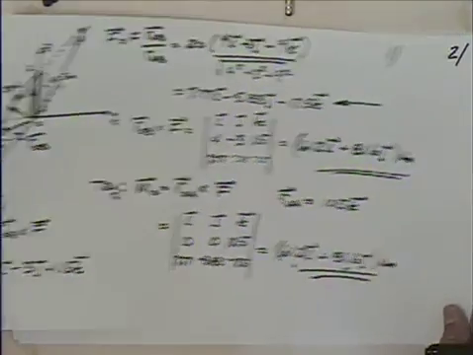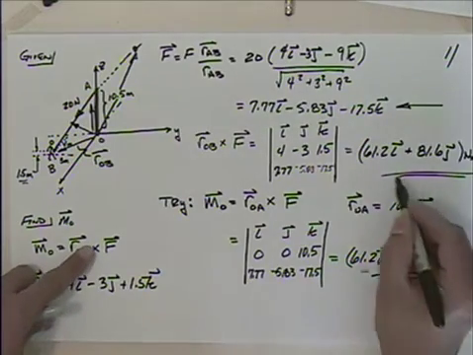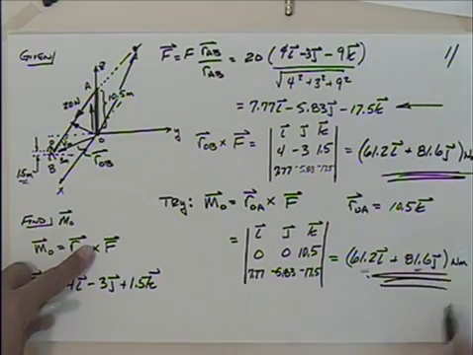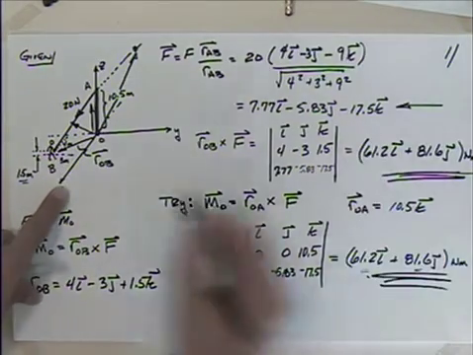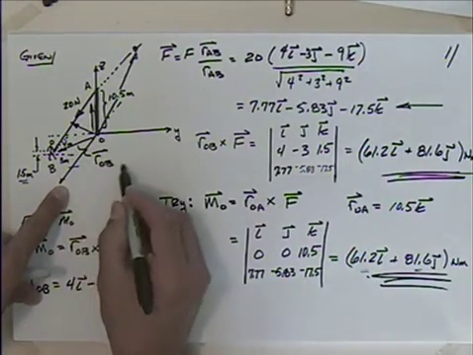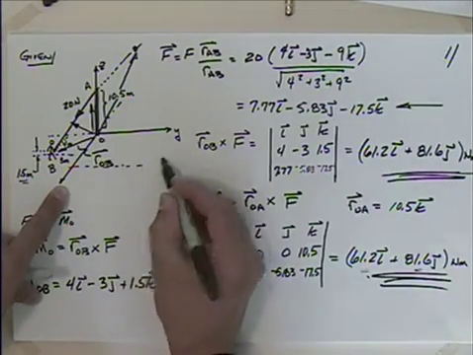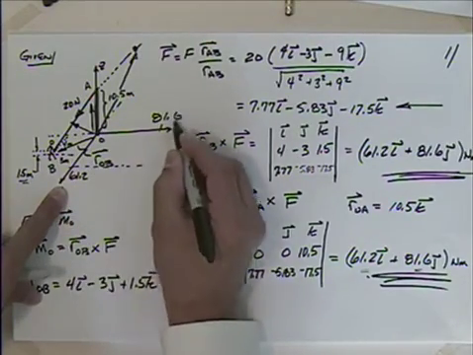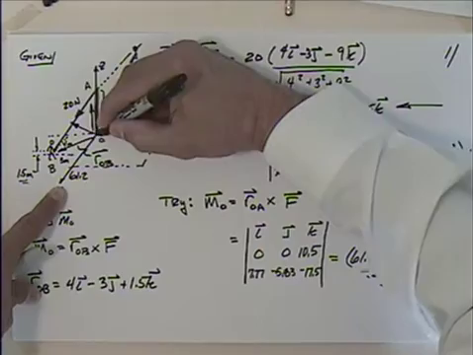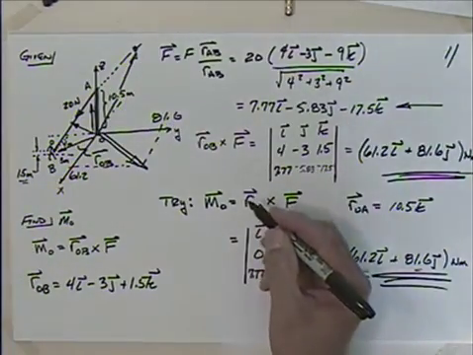One thing before leaving this is probably worth looking at. Going back to this problem, I apologize for hopping back, but looking at these answers here, what does that really mean? I go 61.2 in the I, so I'm going to come out like this, and then 81.6 in the J. There is where our moment is, like that.